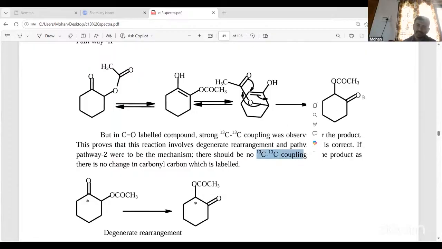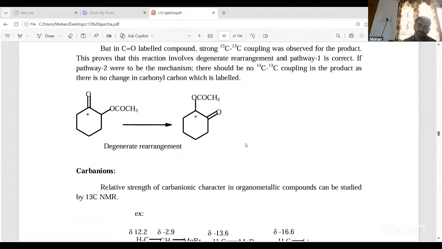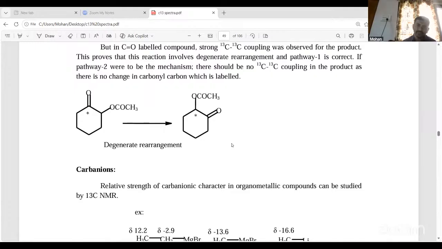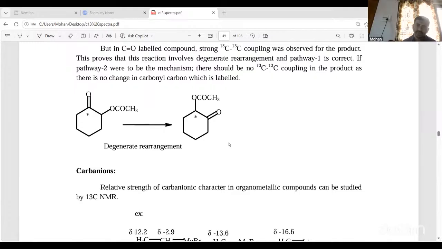C13 coupling is not observed for pathway two. That's why pathway one is correct for this one, right? Where the carbon-carbon C13 coupling is observed in pathway one. So pathway one is correct for this degenerate mechanism. So by this, you can predict the correct pathway for this rearrangement here.